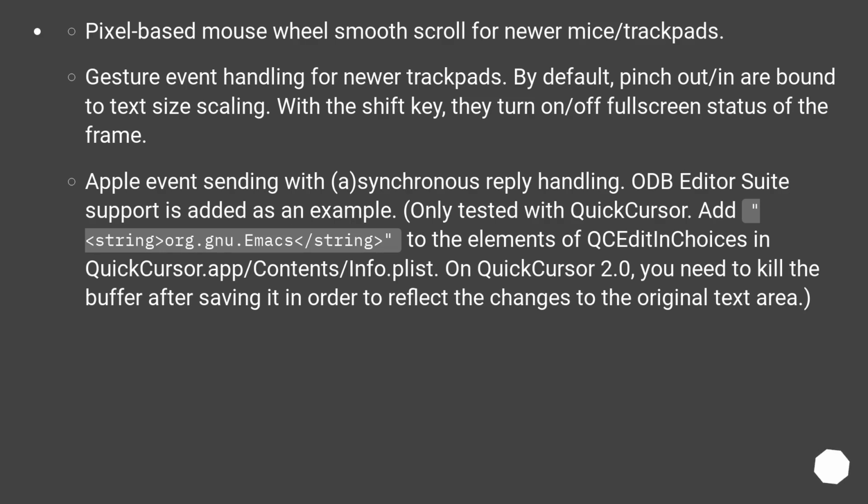Apple Event sending with asynchronous reply handling. ODB Editor Suite support is added as an example. Only tested with Quick Cursor. Add a <string>.new.emacs</string> and <string>/</string> to the elements of ODBEditorBundleIdentifiers in QuickCursor.app/Contents/Info.plist. On Quick Cursor 2.0, you need to kill the buffer after saving it in order to reflect the changes to the original text area.